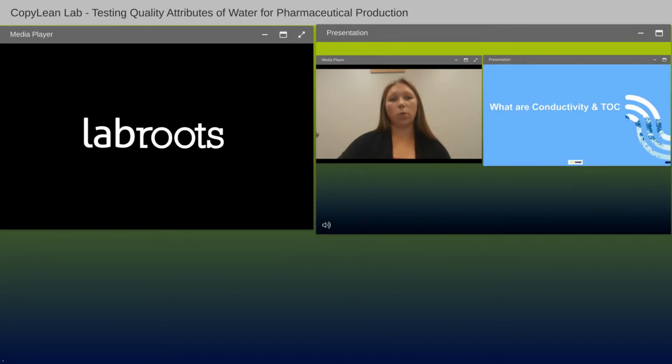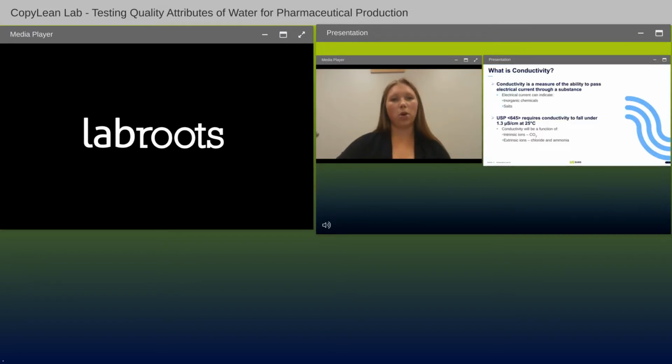So let's start with conductivity and TOC. What is conductivity? Conductivity is a measure of the ability to pass an electrical current through a substance. Inorganic chemicals and salts present in a substance can alter conductivity readings. As inorganic ions can come in the form of cations, which are ions that carry a positive charge, and anions, which are ions that carry a negative charge, they have the ability to act as a carrier for electricity, which can then be correlated to a conductivity reading.